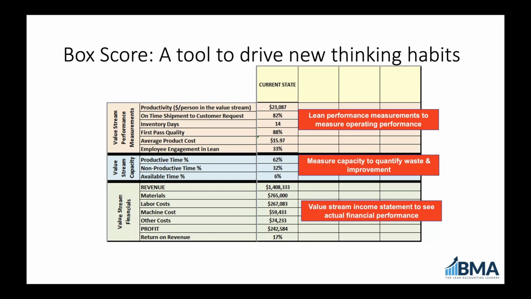We also want to measure capacity. How much time is being spent on productive activities? How much that create value? How much time is spent on non-productive activities? These are the wasteful activities. And how much time is being created due to continuous improvement? So now we have the numbers to understand these relationships.